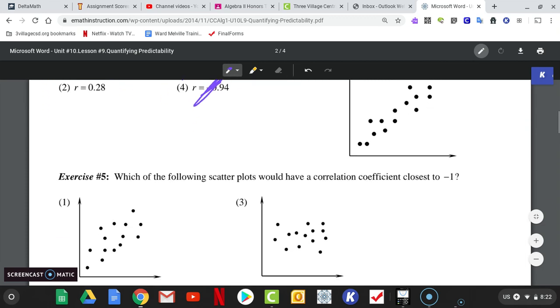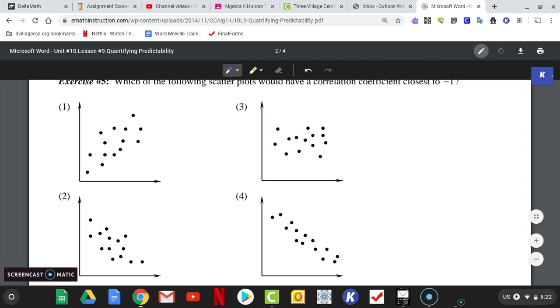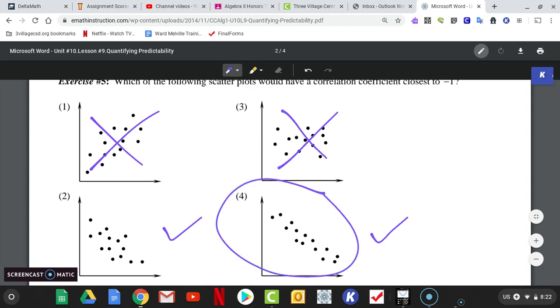All right. Exercise 5. Which of the following would have a correlation closest to negative 1? Well, this is going up, so it can't be that. This has no correlation, really. This is going down, and this is going down, but closest to negative 1 would be the straightest line. So choice 4.